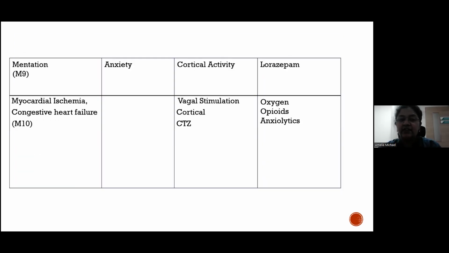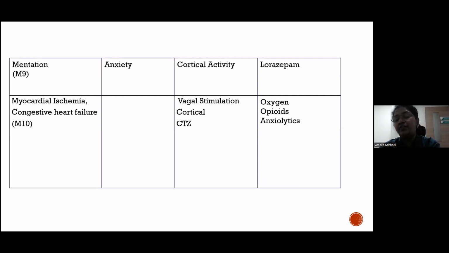And the other thing is mentation, which is anxiety, as ma'am said. Also remember that a combination of medications can also have issues. Last but not the least, please do not forget the heart. Many times inferior wall MI presents as gastritis, as nausea, as vomiting. So please do not forget to look into cardiac issues.